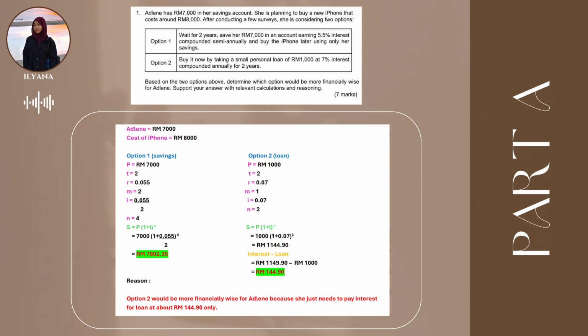For option 2, loan, also use the same formula: 1000 open bracket 1 plus 0.07 close bracket power of 2, and we'll get an answer of 1144 ringgit and 90 cents. Interest is minus with loan: 1149 ringgit 90 cents minus 1000, and you will get 144 ringgit 90 cents. Option 2 would be more financially wise for Adeline because she just needs to pay interest for the loan of about 144 ringgit 90 cents only.